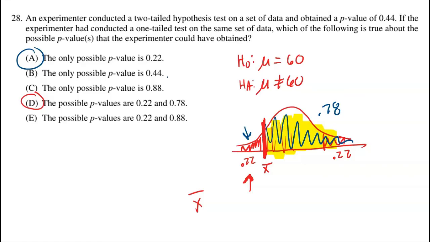We don't know where we actually fell. We don't know if we fell on the high side or we fell on the low side. So again, if we fell on the low side, like right here, for example, and we were looking below, then yes, below would be the 22%. But we could also be looking above, and above that would be the 78%. So that's why the correct answer here is D.